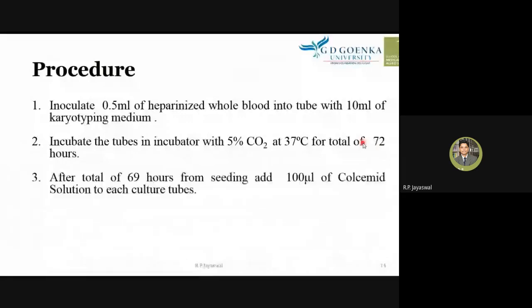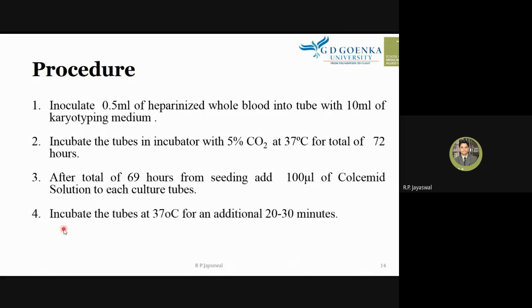Then after a total of 69 hours of incubation, from seeding we can add 100 microliter of colcemid. So at the time of 69 hours we can add this much amount, 100 microliter, in each culture tube. Again we can incubate the tube at 37 degrees Celsius for an additional 20-30 minutes.